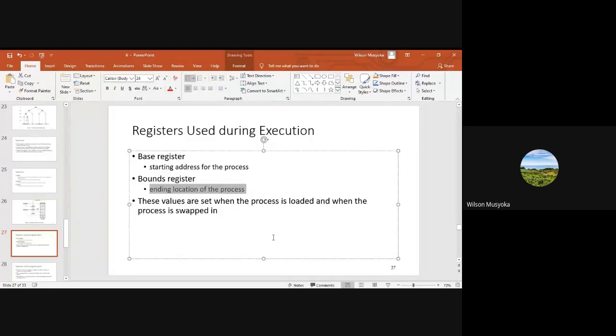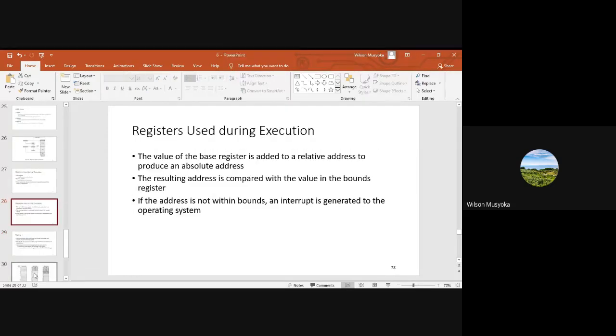with the processor. So at any given time, a process will be executed, but at some point it may be swapped out of the processor, so it is taken back to memory, and that is why we are talking about swapping. So the base register is the starting address of the process, and the ending address of the process is called the bounds register. So these registers are actually storing the addresses of these particular processes. And then the value of the base register is added to a relative address to produce an absolute address.